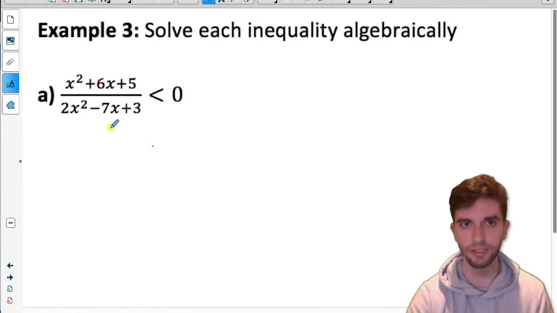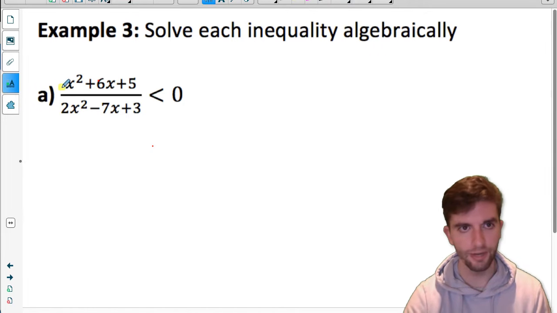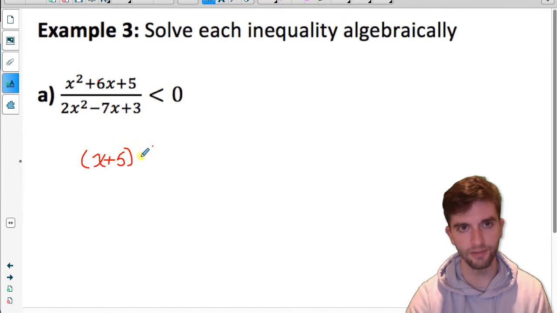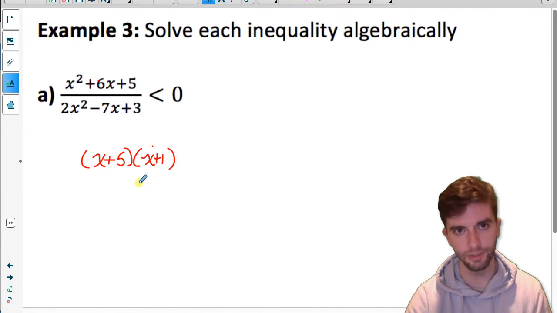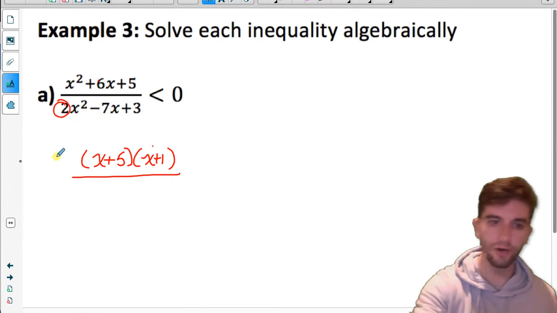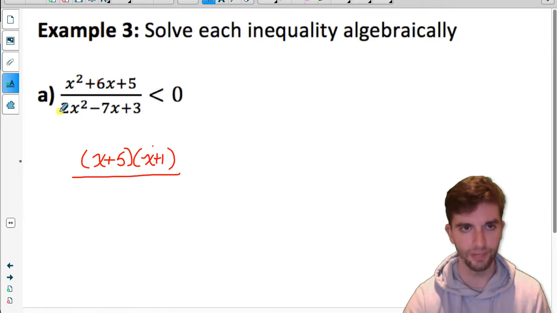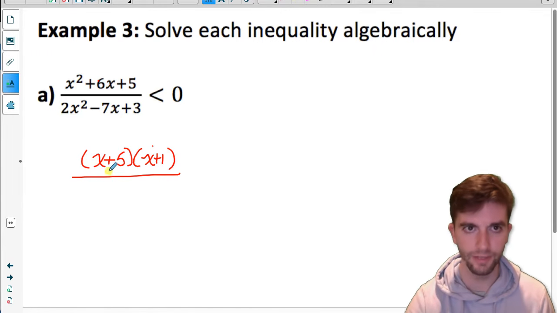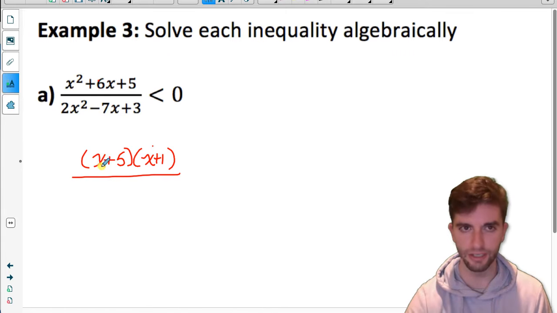Step 3 is factor it. So in the numerator, I have a quadratic where the a value is 1, so I can just find a product of 5 and a sum of 6, and that's x plus 5 times x plus 1. In the denominator, the quadratic has an a value that is not 1, so I would have to find 2 numbers that have a product of a times c, so a product of 6 and a sum of negative 7, and those 2 numbers are negative 6 and negative 1.